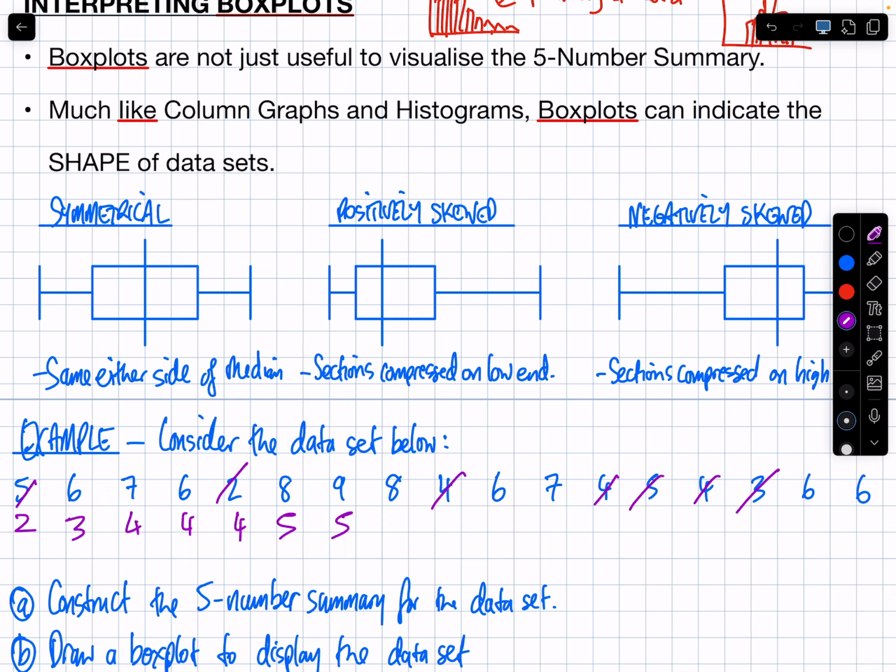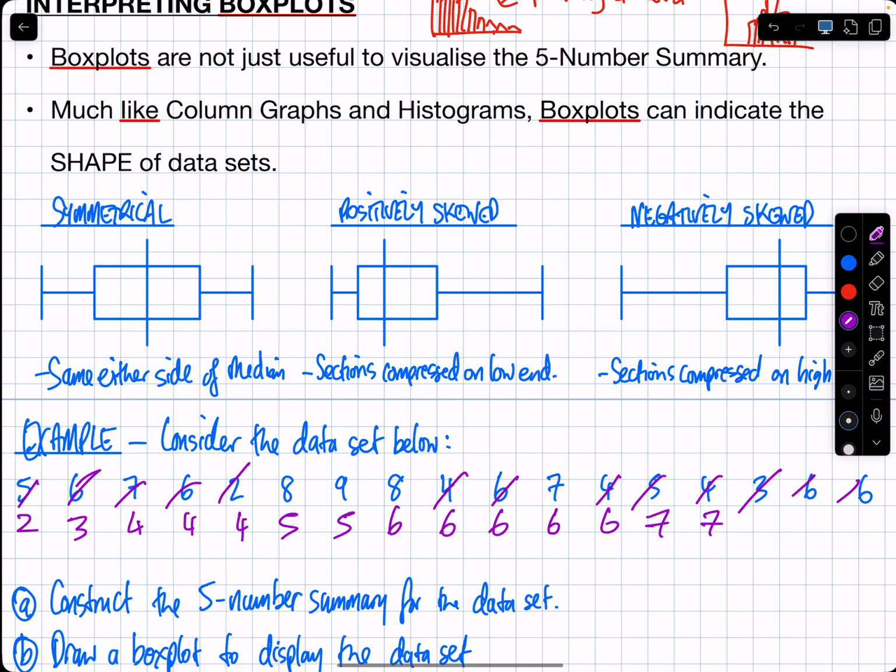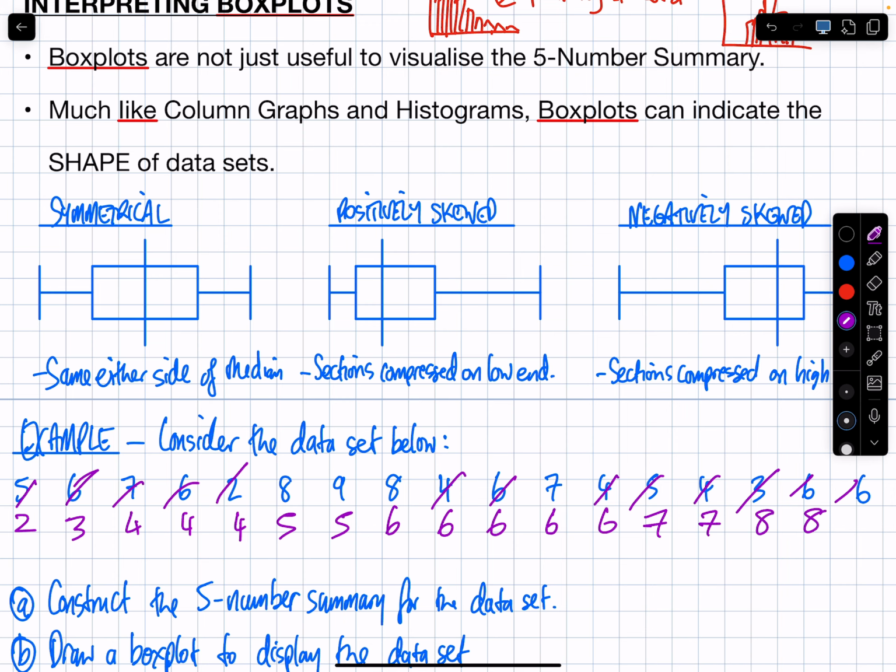There's a few of these. What comes next in order? How many? 5, 6. 2, 3. 1, 2, 3, 4, 5. Well done. Next. 2 sevens, 7, 7, 2 8s, and a 9. That's in order now. I want the 5 number summary.